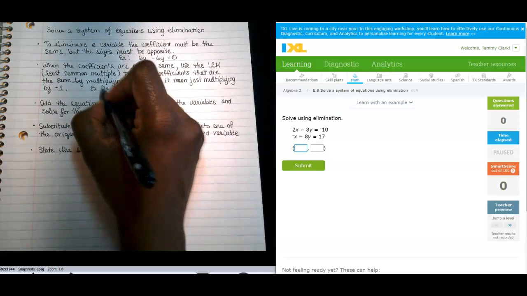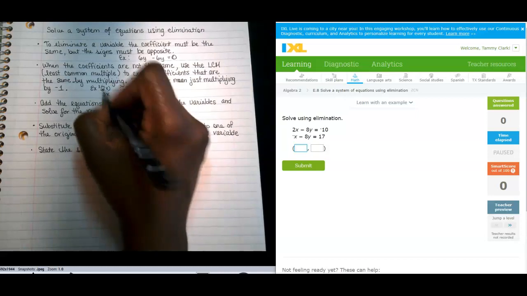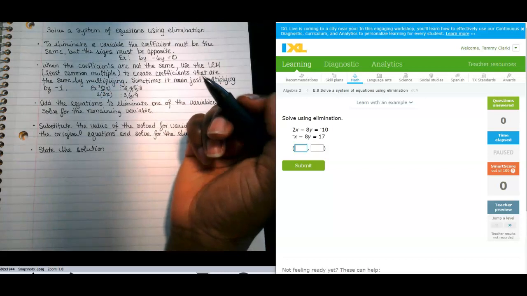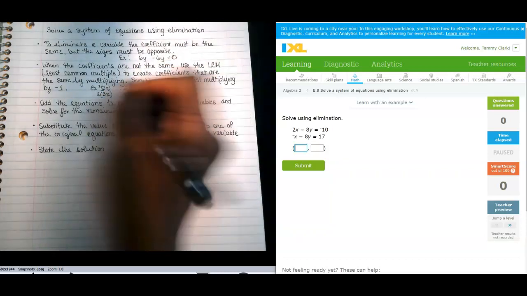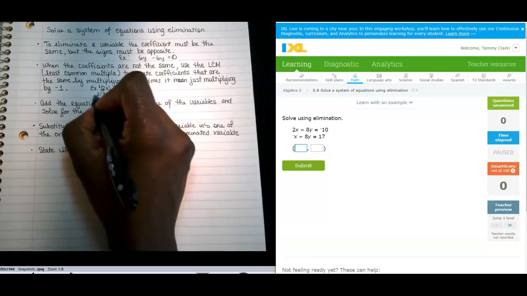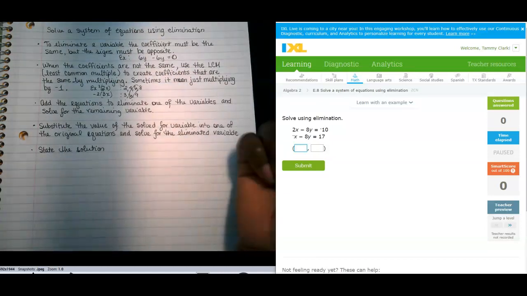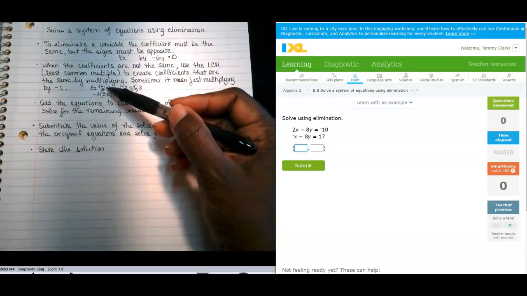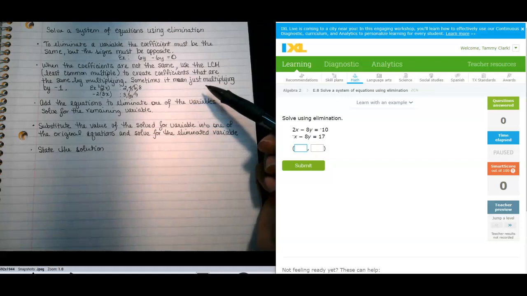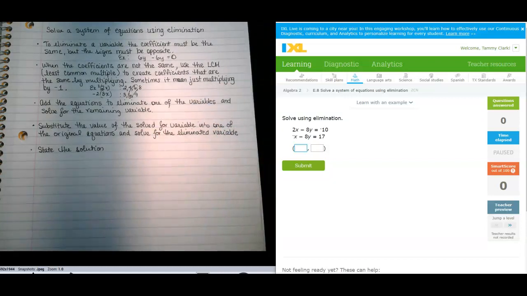So I would multiply this 2 by 3 to make it 6, and multiply this 3 by 2 to make it 6. Now I still have to make the other part true, where one is positive and one is negative. In that case, I could either multiply by negative 3 and make it negative 6, or I can multiply by negative 2 and make it negative 6. And that way I have a positive 6 and a negative 6. And sometimes it just means that you need to multiply by negative 1, especially if the coefficients are the same but the signs are different.